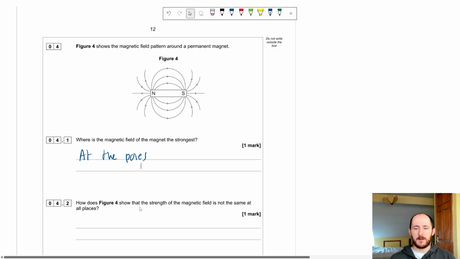Then it says, how does figure 4 show that the strength of the magnetic field is not the same at all places? Well, it's just what I just said. The strength of the field is how close together the field lines are. So why is it not the same everywhere? Well, if you notice, look at the distance between the field lines. It changes everywhere. So it gets further apart in different places. So all we have to do is say, because the distance between field lines varies.